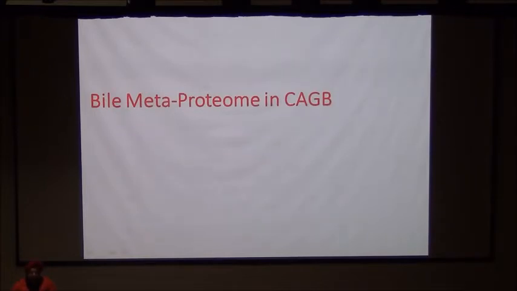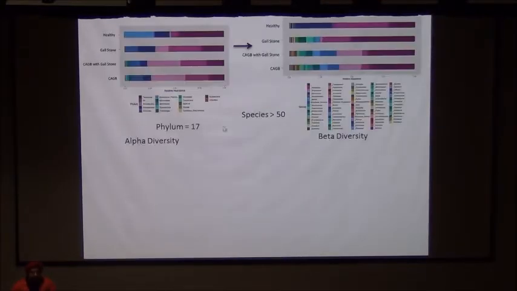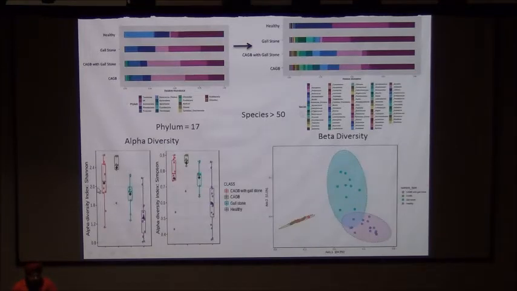Then we did the bile metaproteome analysis in CAGB patients. By doing the bile metaproteome analysis, we were able to identify 17 phyla in patients with CAGB with gallstone, and in gallstone-only healthy controls we were able to identify more than 50 phyla. The alpha diversity based on the Shannon and Simpson index was significantly high in patients with CAGB as compared to gallstone or healthy control, and the beta diversity was also different.